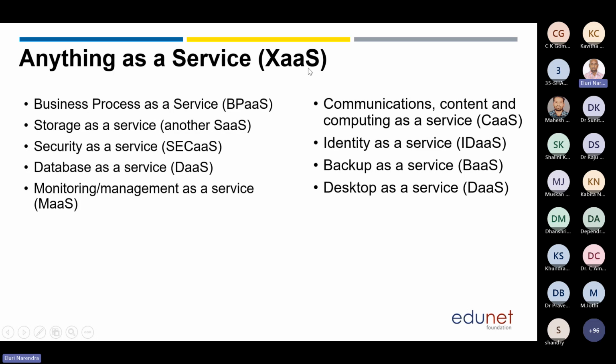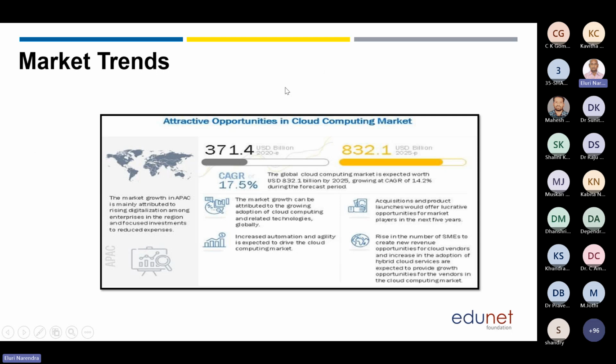Whatever we have seen like IaaS, PaaS, and SaaS, these are conventional. And nowadays the requirement is changing from the client side, so the cloud service providers are offering many services. These are called anything as a service. You can request anything. And these are the market trends.